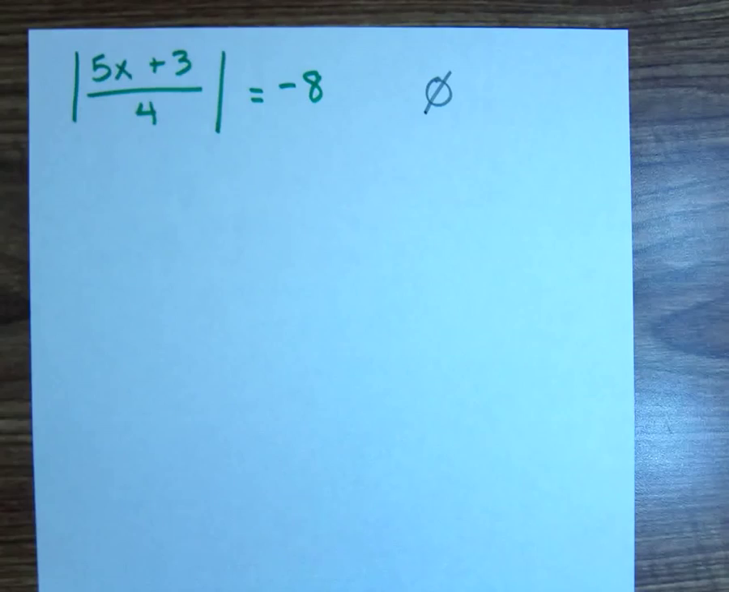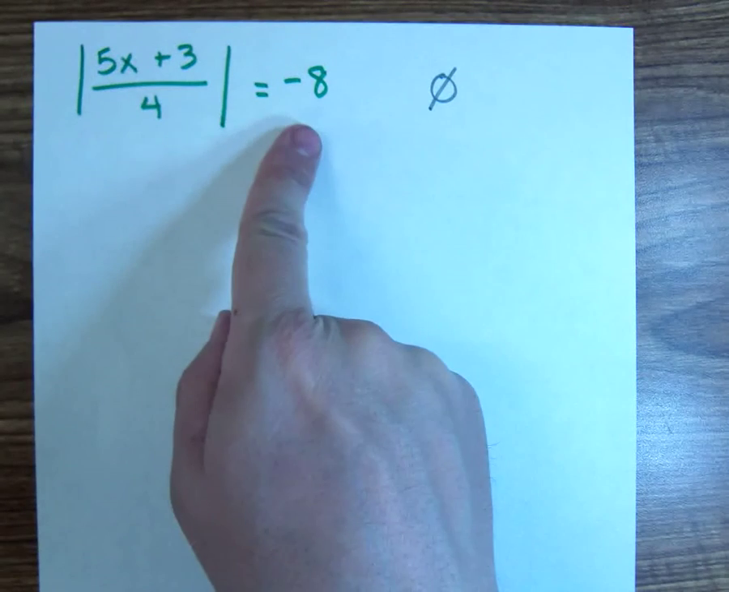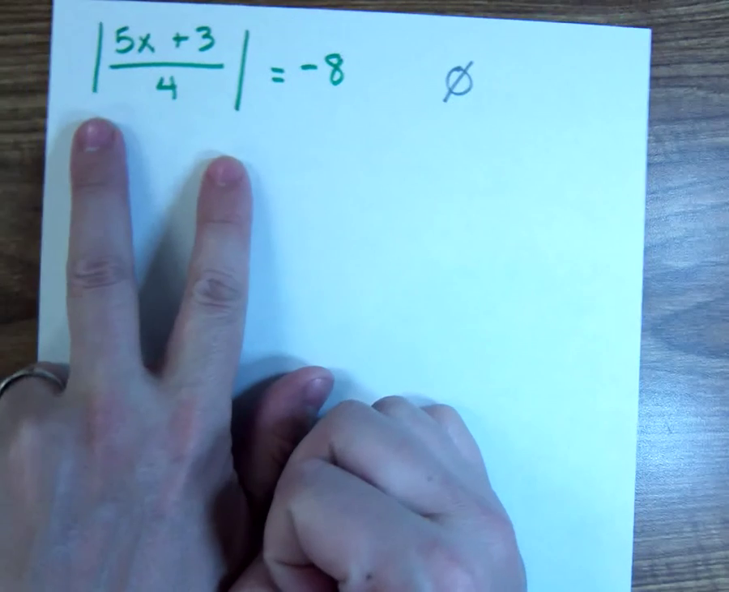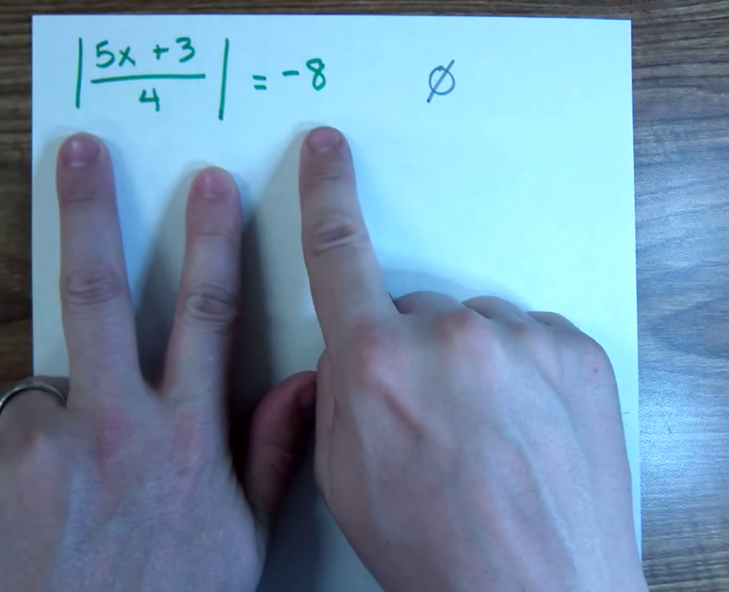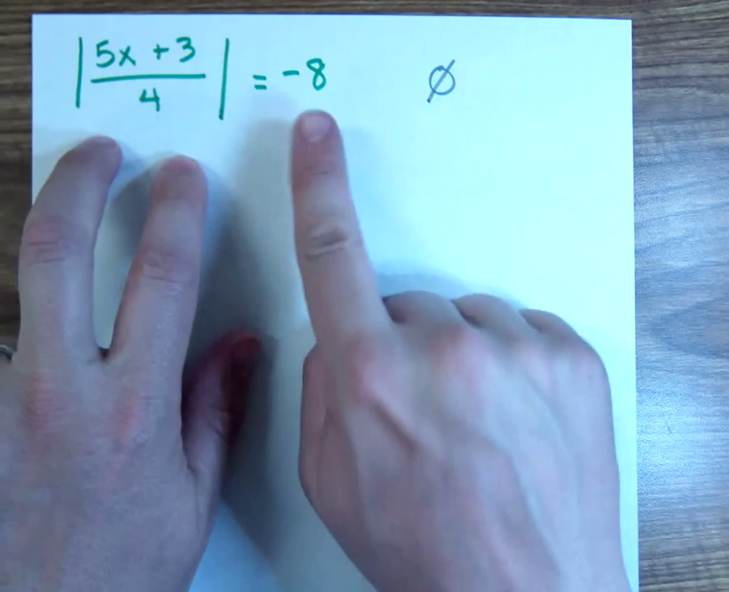Empty set. Because I don't even have to do any math here. It can't equal a negative. Absolute value can't equal a negative. So if on one side you have nothing but absolute value, and on the other side you got a negative, you are done. There's no number you could take the absolute value of that would give you a negative.